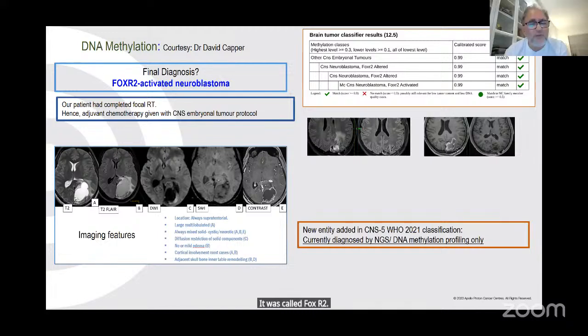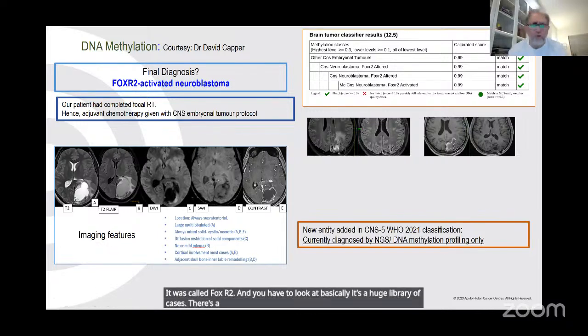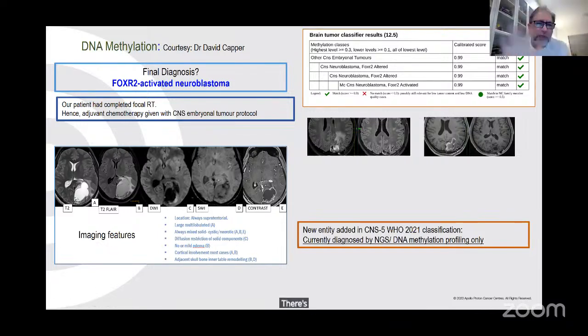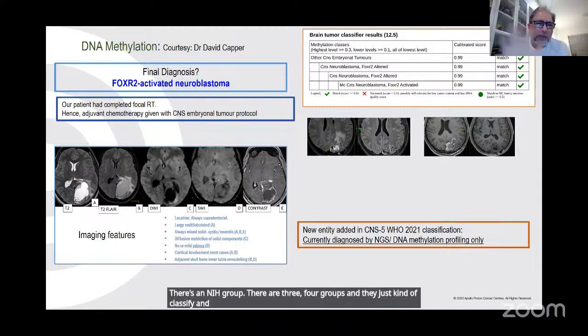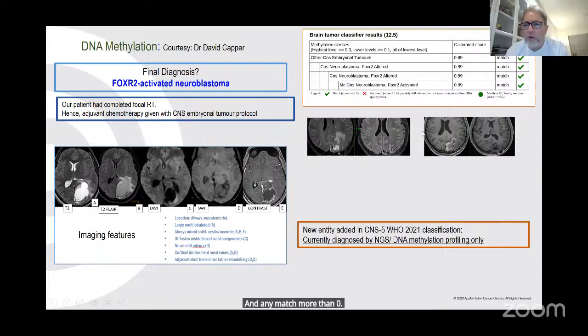And you have to look at, basically, a huge library of cases. There is a Heidelberg group, there's a Toronto group, there's an NIH group. There are 3-4 groups, and they classify and try to get the molecular and genetic information as close to what you match. And any match more than 0.9 is pretty good. Here, the match was fantastically good. It was 0.99.